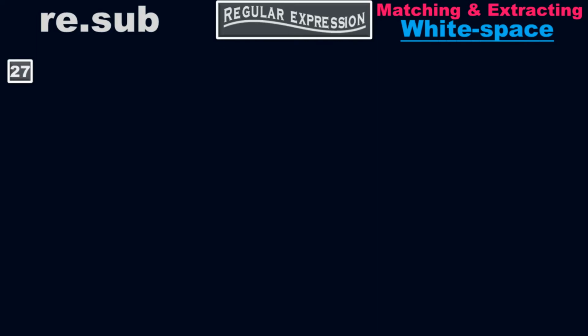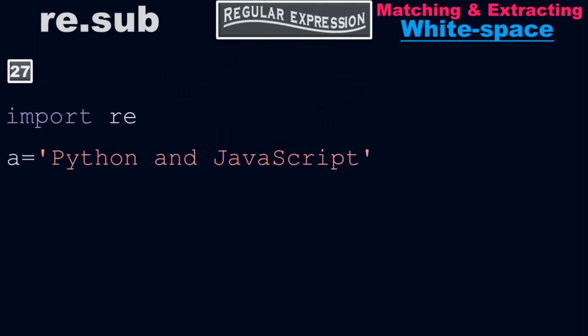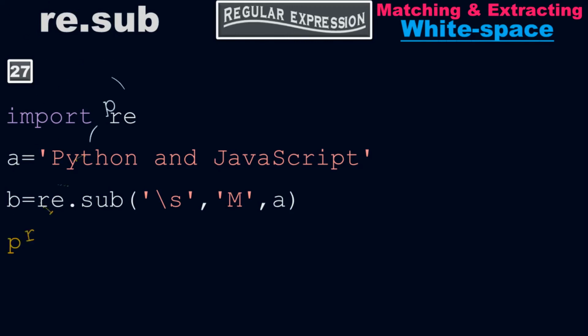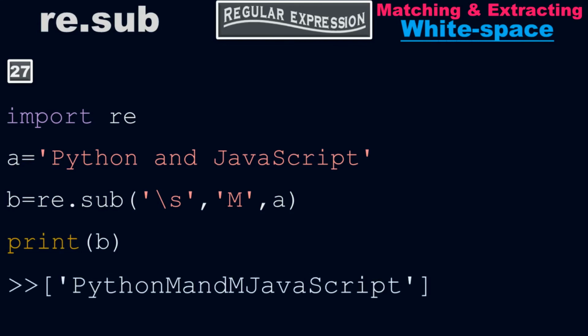Example number 27. Import the regular expression library, where a equals Python and JavaScript, b equals regular expression dot substitution of backslash small s, comma m inside the quotes, comma a. Print of b, it will return this output.